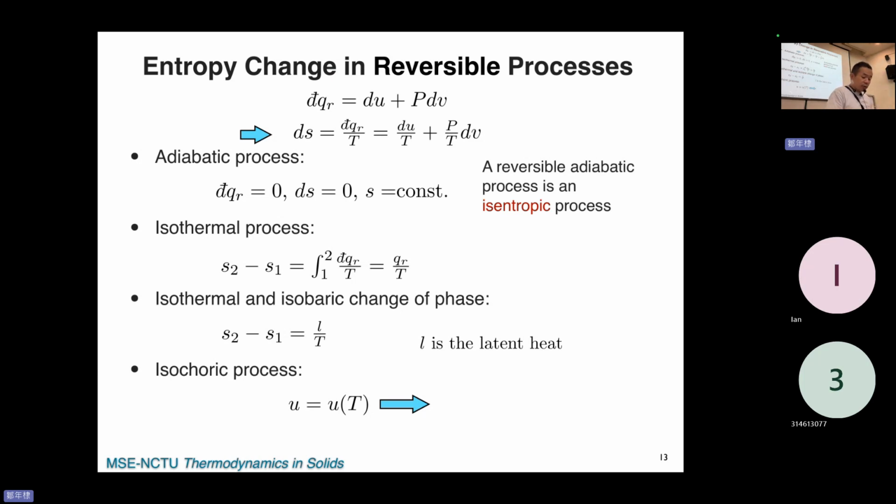Our d bar QR equals T dS, which equals dU plus PdV, no problem. And then we can write down the dS by dividing by the integrating factor, right? So d bar QR, we divide by temperature. So we can get equation 1 here. Then using equation 1, we can continue to apply it to different processes.